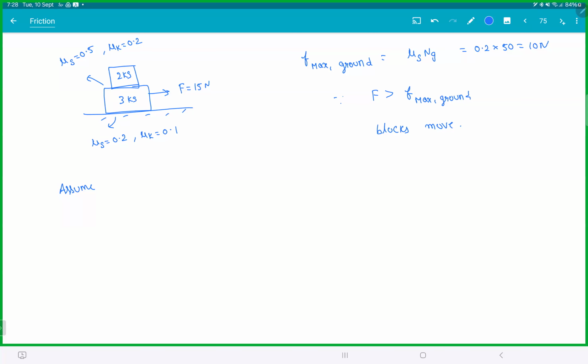Anyways, getting back to this. Same thing. This is the new part that we learned now. We have to check for the ground's friction. Again, we start the same story. Assume both go together.